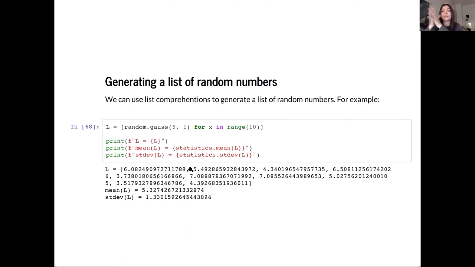And sometimes it's a good idea to look at some statistical features of your random numbers. The statistics module is a good way of doing this. It's another module that you can import. It's a built-in module, so you can just import it and then call it inside your code if you want to learn more about what your generated numbers are like. So for instance, this list has a mean of 5.32 and a standard deviation of 1.33.